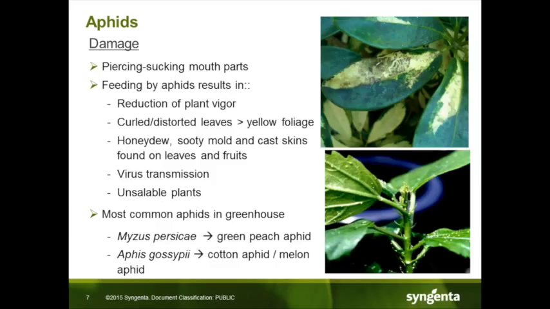Aphids will tend to feed on that newer tissue, so the leaves may be curled or distorted. They may often turn yellow in color. They can fall from the plant. They also molt as they grow, and so you may also see the presence of these cast white skins, like you see here on the bottom.